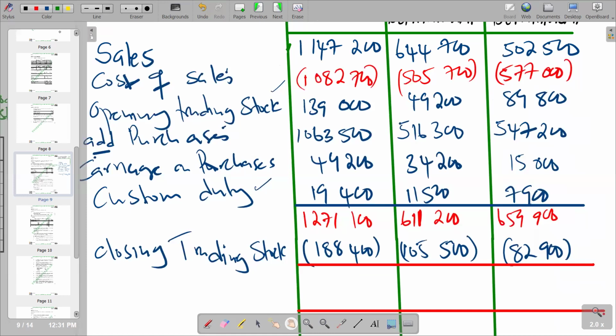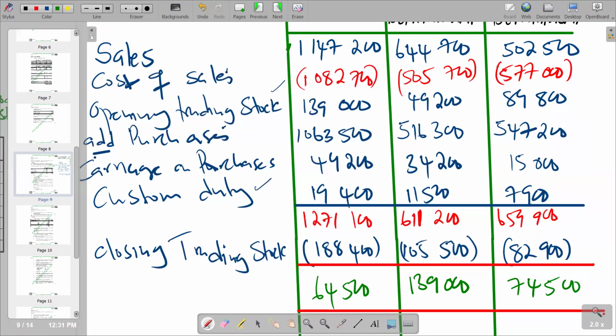And then you get your figure here, but here you see that you are going to get a positive figure, which is 64,500. We do the same thing in the cosmetics department, 644,700 minus 505,700, and we are going to get a net figure of 139,000. In the last column, we're saying 502,500 minus 577,000. We're going to get a net figure of 74,500, but it's a negative, so negative 74,500.